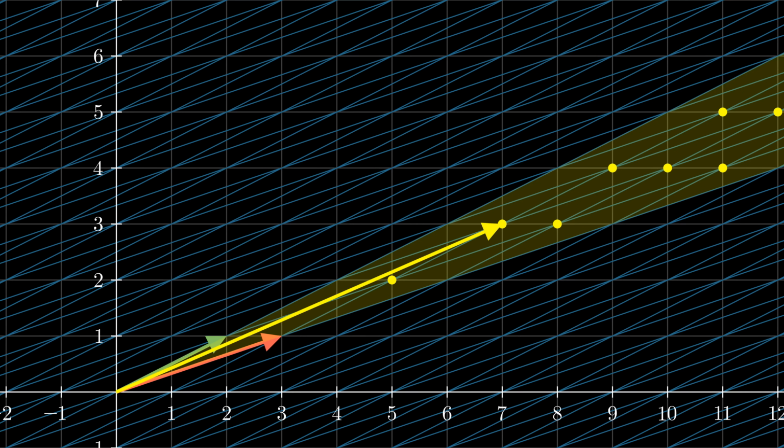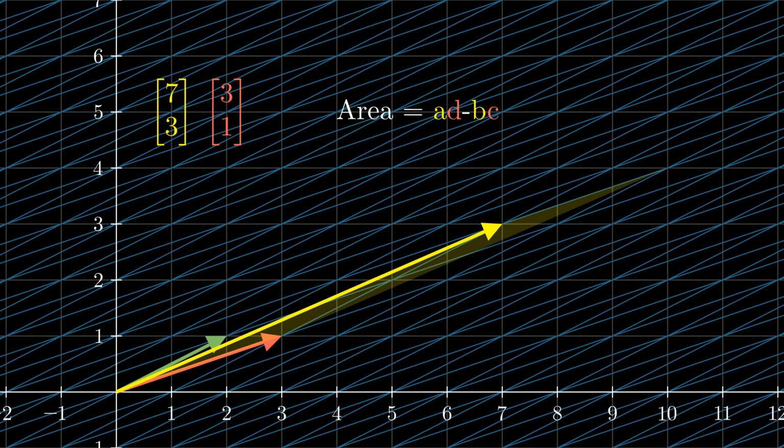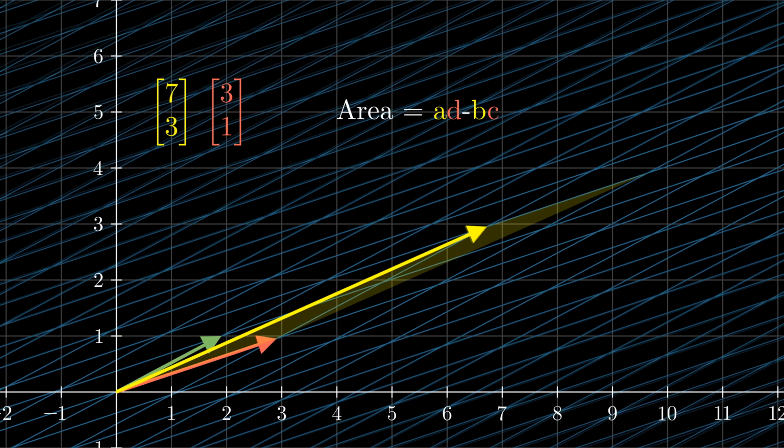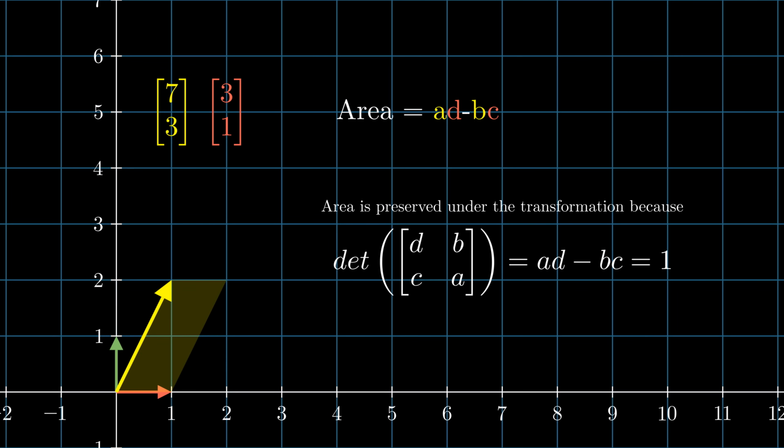Let's begin with a vector with integer components. It doesn't even have to be the lowest denominator, just any vector. First, we look at the parallelogram made with this vector and this fraction vector. Now, we reverse the transformation. Since AD minus BC equals 1, and this happens to be the determinant of the transformation, area is preserved. Whatever the area of the parallelogram is, it will be the same before and after the transformation.